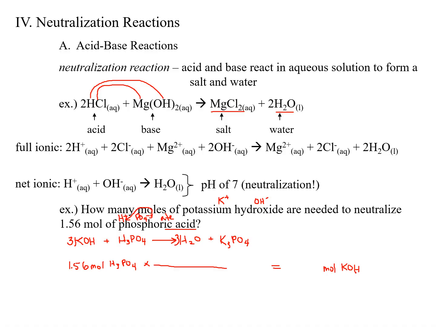So we have to put the units on the bottom. The units on the bottom of our conversion factor have to always match the units that are at the beginning, in the given. So that means that moles of H3PO4 would be on the bottom as our unit, because it matches the moles of H3PO4 that we started with. And then the unit that we put on the top is what we're trying to go to, which is moles of KOH.